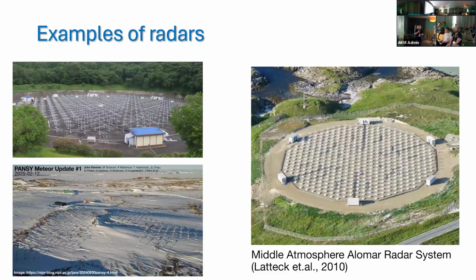These are the types of radar systems that were used for these studies. This is the Mu radar in Japan, mostly the data that Daniel presented. And Yua used data from the PANSY system in Antarctica and from the MARSI system in the north of Norway.